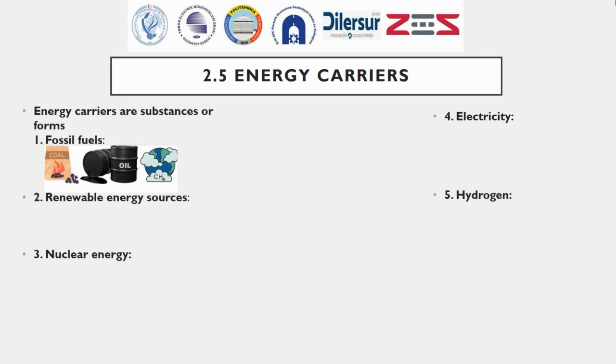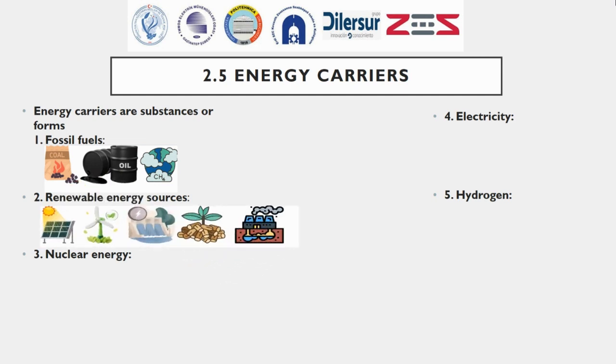Fossil fuels are the remains of plant and animal matter that have decomposed over time. They are widely used as energy sources, especially in power plants, transport, and heating. 2. Renewable energy sources. Examples: solar, wind, hydro, biomass, geothermal. Renewable energy sources come from natural resources that are constantly renewed. Renewable energy sources are an environmentally friendly alternative to fossil fuels.